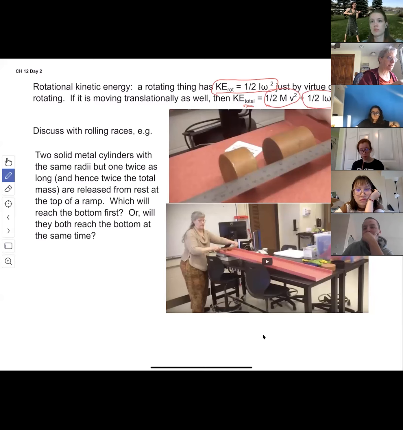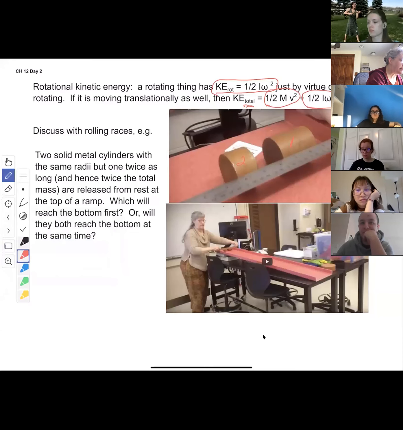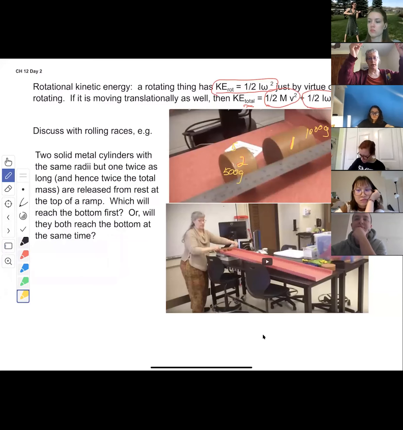And I have two cylinders here. I'll call them 1 and 2, and I'll draw that in a different color so that it's a little easier to see. Number 1 is 1,000 grams, and number 2 is only 500 grams. I've got a little ruler there, and I'm going to pull up the ruler so that they both start rolling at the same time, so that I don't inadvertently let go of one a little bit earlier than the other, so the race is fair.